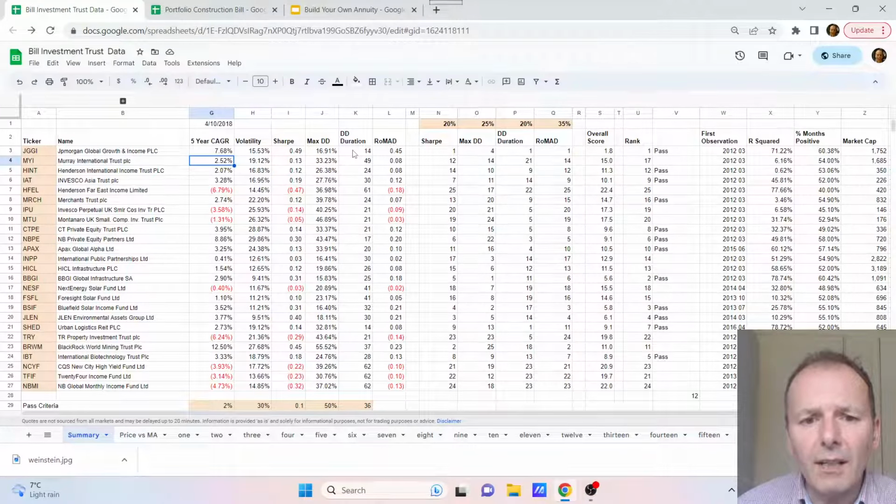The duration of the drawdown in terms of the number of months, and then we've got here returns over maximum drawdown. I then rank all this, give it some weightings, give it an overall score. I've got some pass criteria here that says, well, I want maximum drawdown duration to be 36 months or less. So from this pass criteria, I've now screened some of these investment trusts, and it's given me some ideas to analyze further.